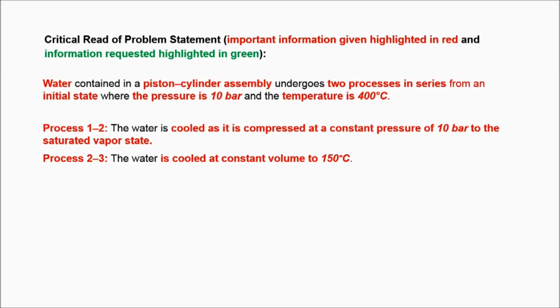Highlighted in red for the information provided, we have the following. Water, contained in a piston cylinder assembly, undergoes two processes in series from an initial state where the pressure is 10 bar and the temperature is 400 degrees C. Process 1 to 2, the water is cooled as it is compressed at constant pressure of 10 bar to a saturated vapor state. Process 2 to 3, the water is cooled at constant volume to 150 degrees C.